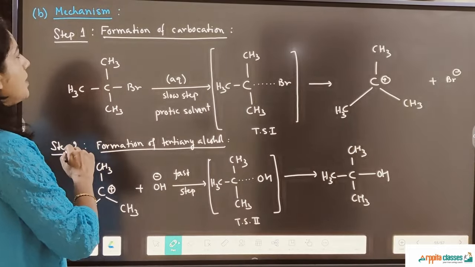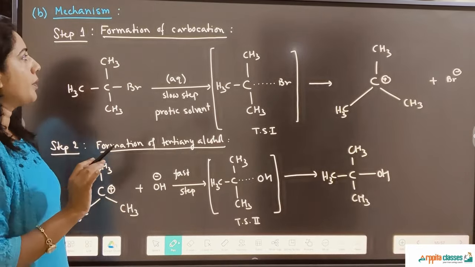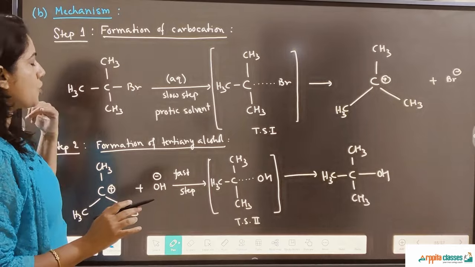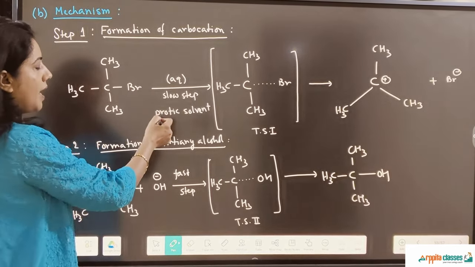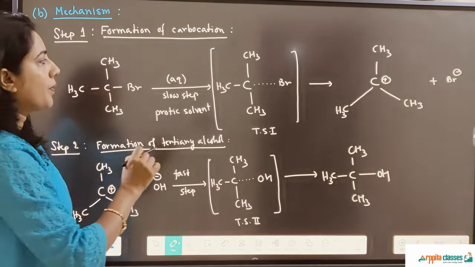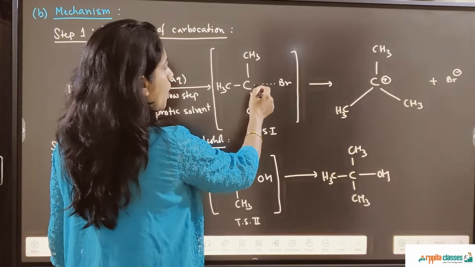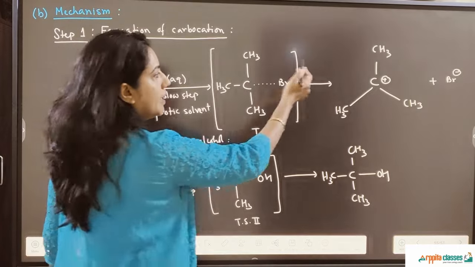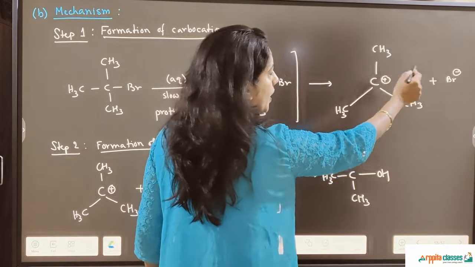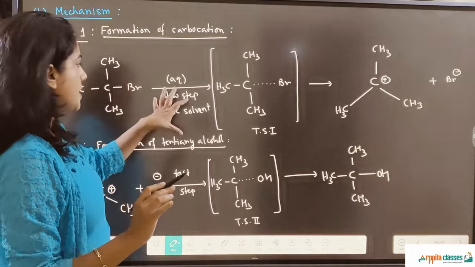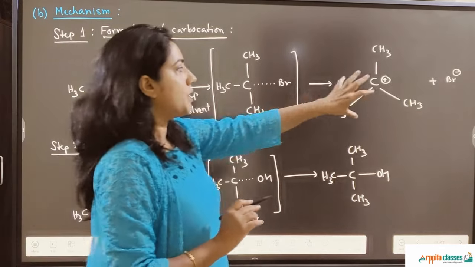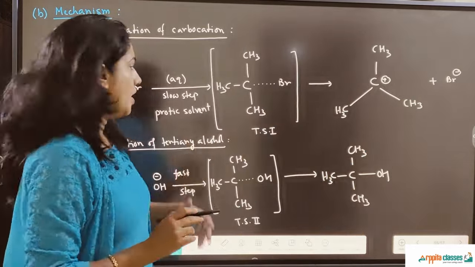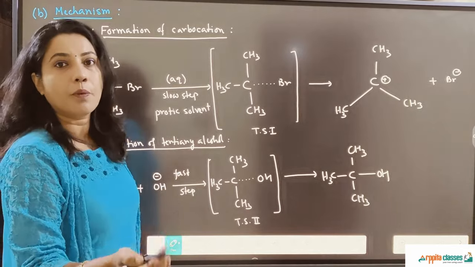So the mechanism: the first step is formation of carbocation. This is a two-step reaction, as I mentioned. The first step is the formation of carbocation, and this is the slowest step, and here you need a polar protic solvent. There is a bond breakage between Br and C, and that is called TS1, and then the carbocation is formed. So this is a carbocation and Br minus is left from there. Since you are taking a polar protic solvent, it will surround the Br minus and not allow this Br minus to attack this carbon again. That is the reason for taking a polar protic solvent.